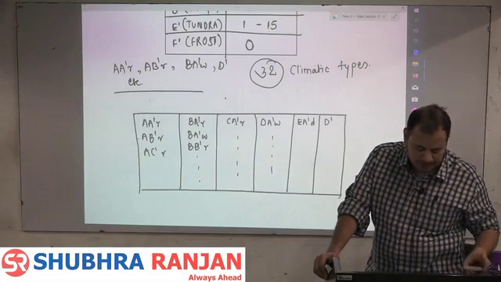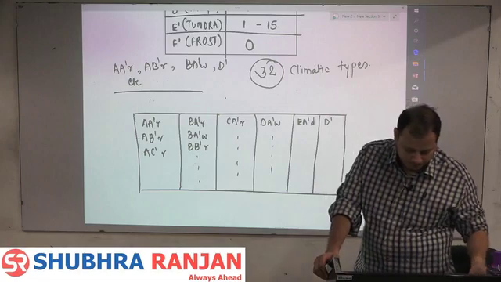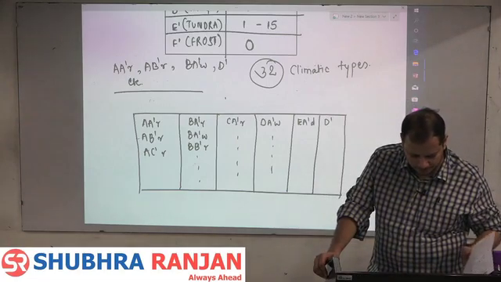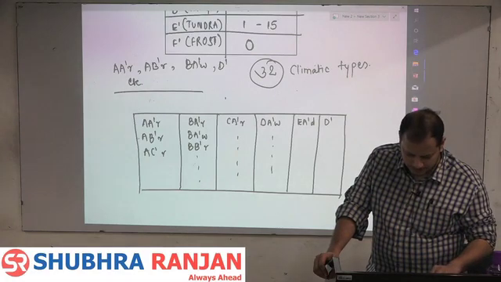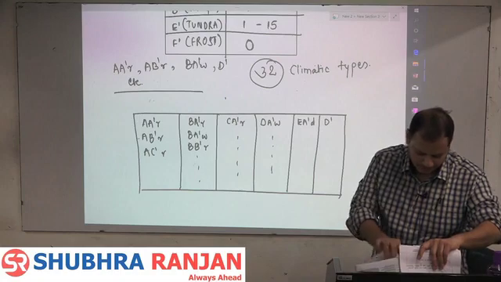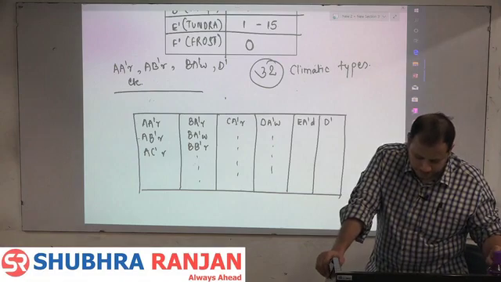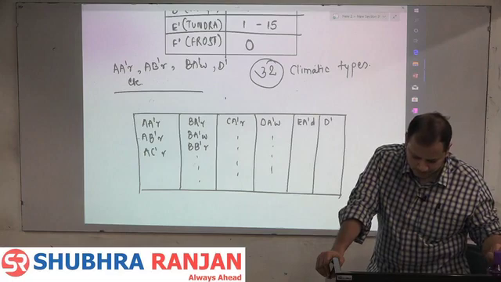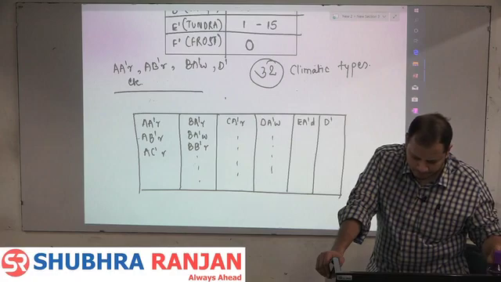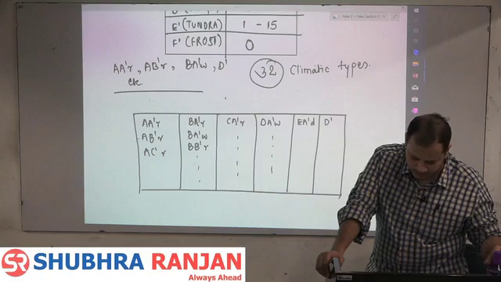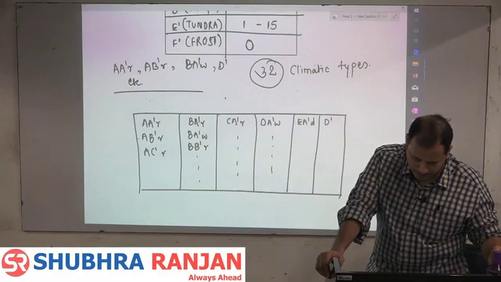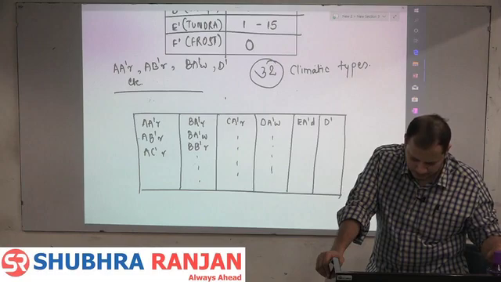In addition to Köppen's temperature and precipitation, it also takes into account precipitation effectiveness, comma, thermal effectiveness, and seasonal distribution of rainfall.